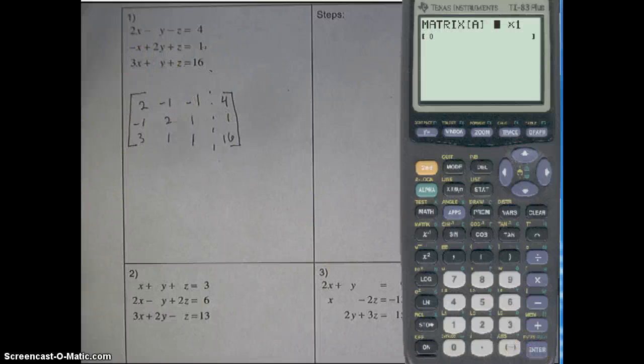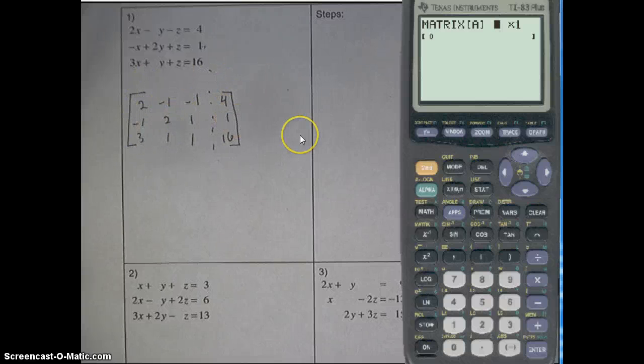This matrix is a 3 by 4 matrix because it has 3 rows and 4 columns. I'm going to type in the numbers I've written here: 2 enter, -1 enter, -1 enter, 4 enter, -1 enter, 2, 1, 1, 3, 1, 1, 16. After you've typed all those in, you quit back to the home screen, second mode.